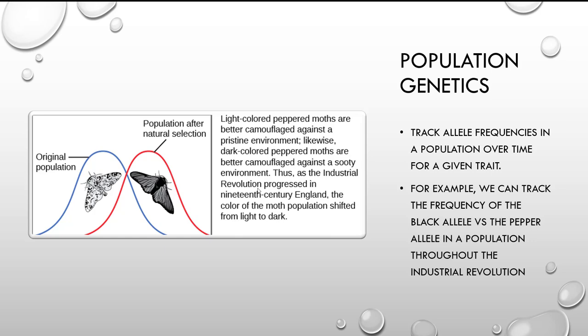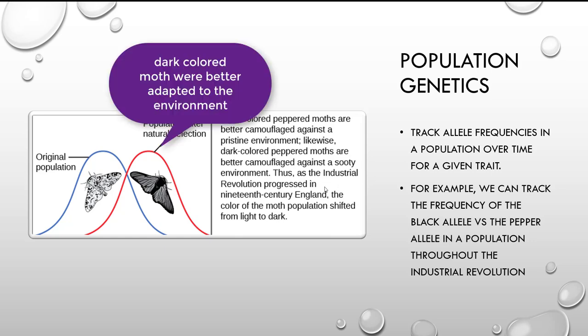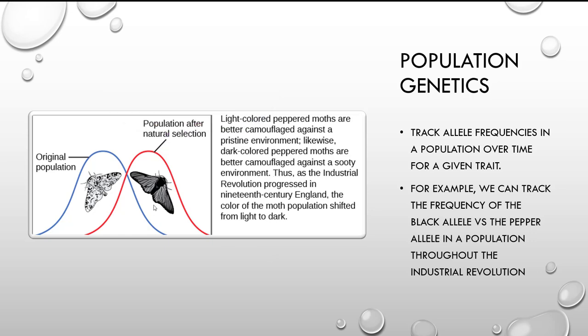And so the dark colored moths were more camouflaged against the sooty colored ash that was covering all the trees. And so they started to survive more and had the better adaptation. And so now we see the population shift towards the darker color moth. So we see the allele frequencies change.